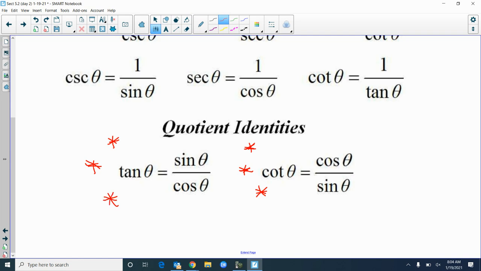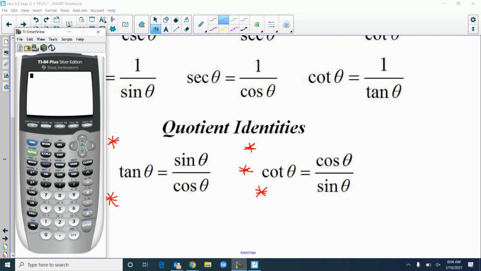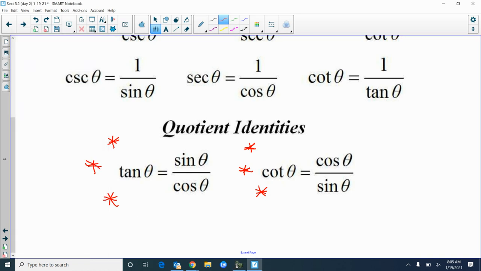Now, first of all, let me show you on your calculator. So if I do tangent of 20 degrees, I'm going to say that's the equivalent to the sine of 20 degrees divided by the cosine of 20 degrees. And I get the same decimal. So the calculator verified it.